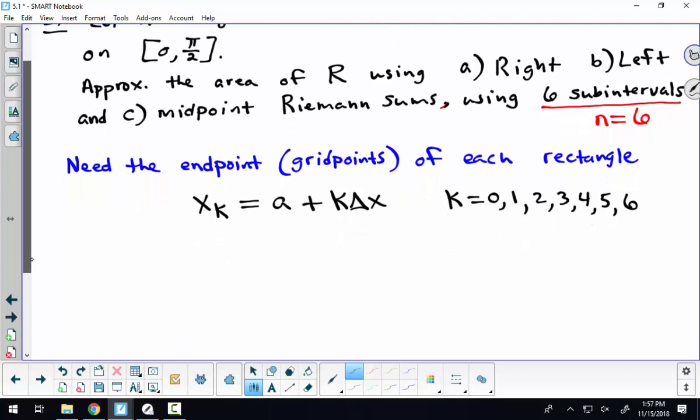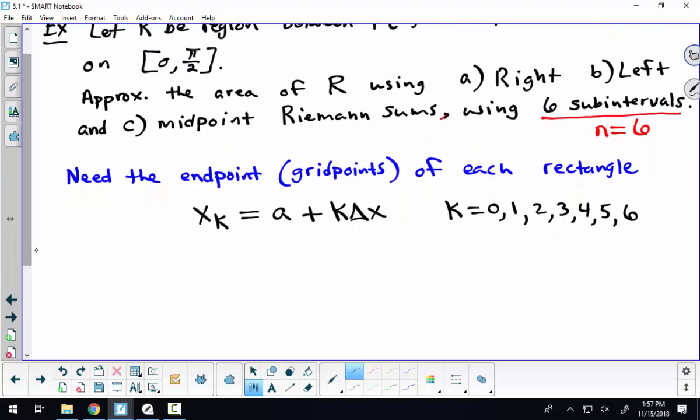All right, so in order to do that, we need the endpoints or the grid points. So our first step, looking at this formula, we're given a lot of this stuff, but we need to find delta x. Delta x is b minus a over n. So what's our a and what's our b?